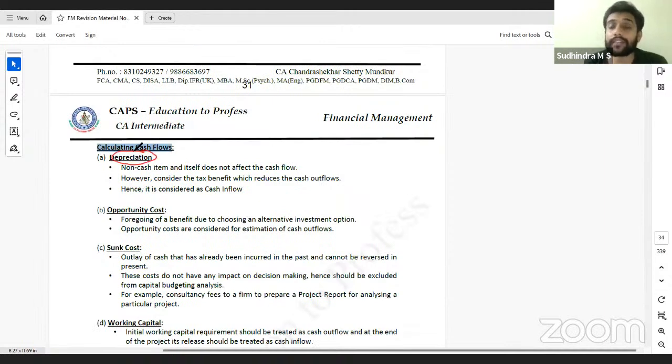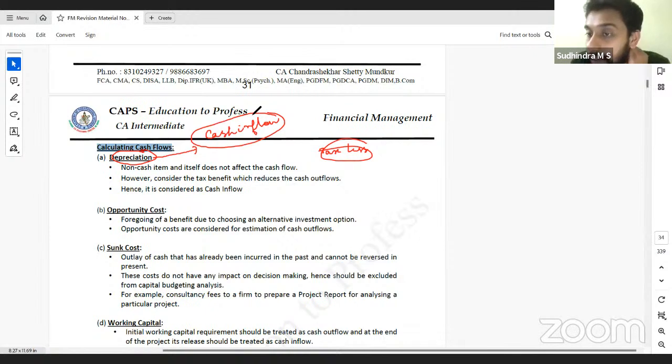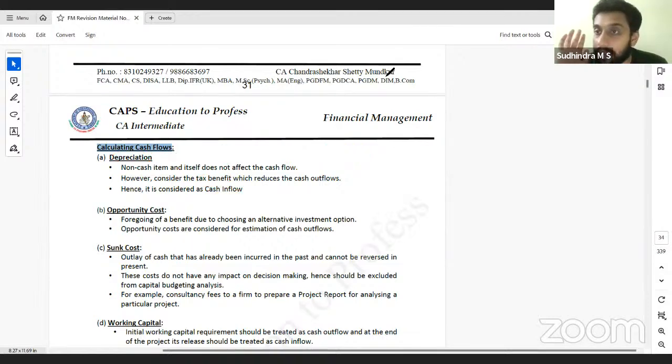Depreciation as such will not be a cash flow. However, because of depreciation expenditure, tax payment will be lesser. Because depreciation is an allowable expenditure, the tax component on depreciation will be treated as cash inflow. Because it reduces my tax, it reduces my cash outflow, hence it is treated as cash inflow. Tax benefit on depreciation is considered as cash inflow. Are we clear? Yes.